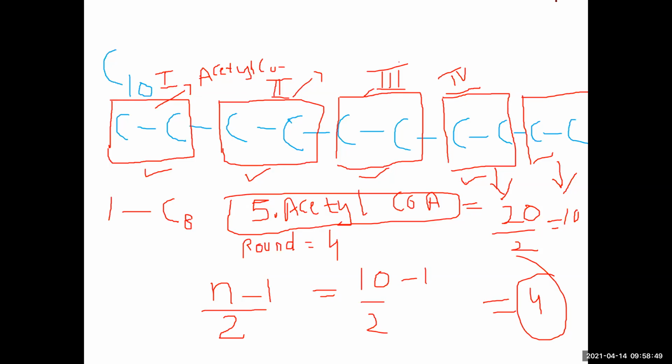Isn't it clear now? So remember these formulas. In order to calculate the acetyl CoAs, divide n by 2. If you have to calculate the number of cycles, n by 2 minus 1, right? Because the last cycle, thank you, Tashil. Thank you, dear, for the compliment.